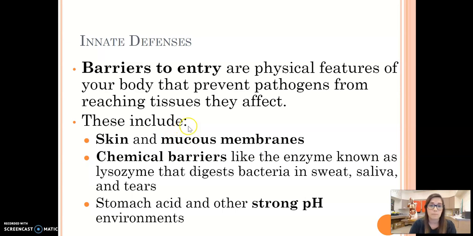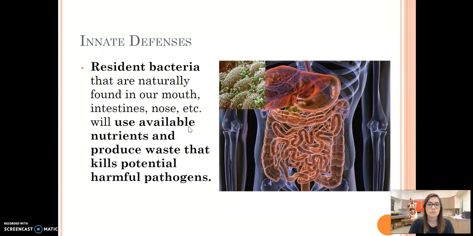As I mentioned earlier, you also have resident bacteria. So you have good bacteria. You actually have E. coli that lives in your digestive tract that is very important to digestion. You don't want to mess with your inside biome. These bacteria occur naturally. They're found in your mouth, your intestines, your nose. They use available nutrients, and they produce waste that kills potential harmful pathogens.